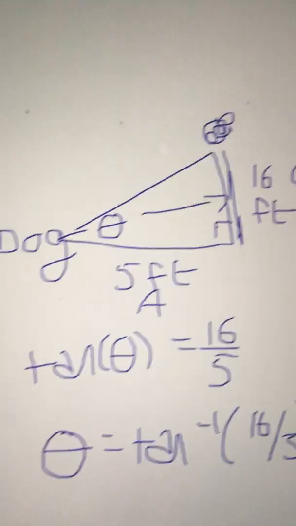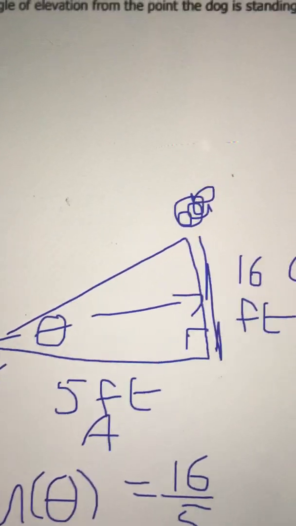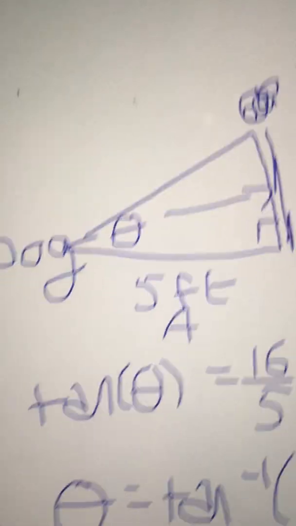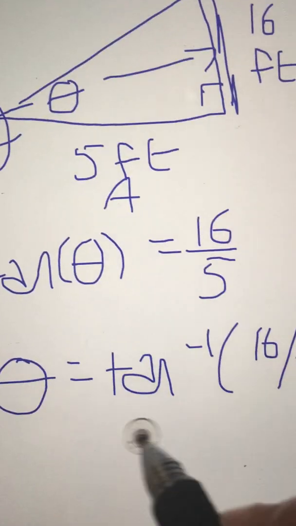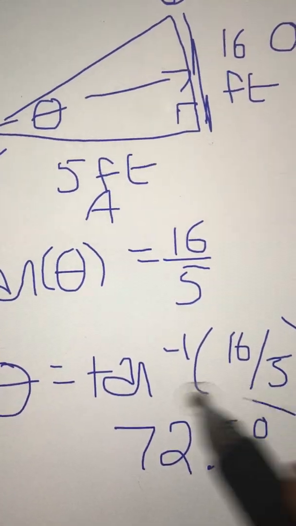So I'm just going to put that in my calculator. Tangent inverse of 16 over 5 gives me about 72.6 degrees. Again, make sure that you're working in degrees and not radians.